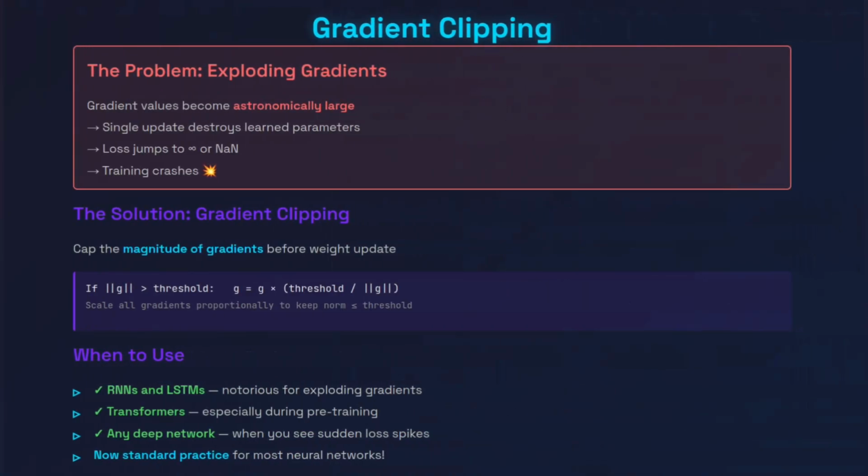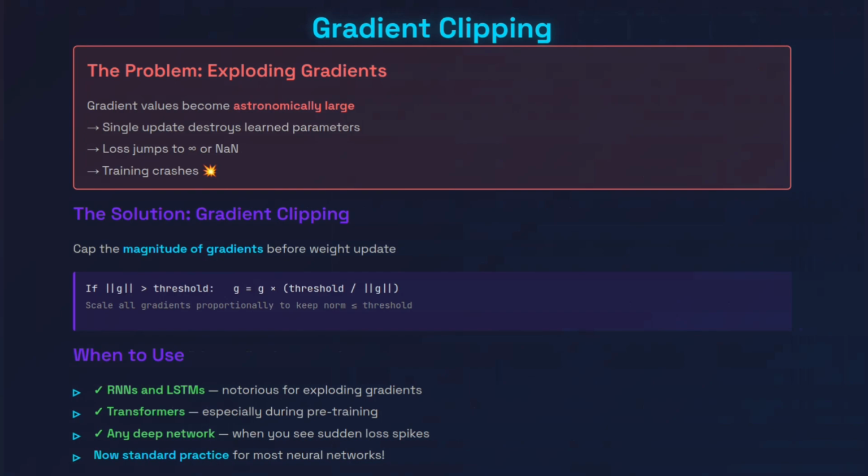All right, let's talk about another crucial technique: gradient clipping. During training, especially with RNNs and transformers, you might encounter exploding gradients, where gradient values become astronomically large. When this happens, a single weight update can completely destroy your model's learned parameters. Your loss will suddenly jump to infinity or NaN, not a number. Gradient clipping prevents this by capping the magnitude of your gradients.